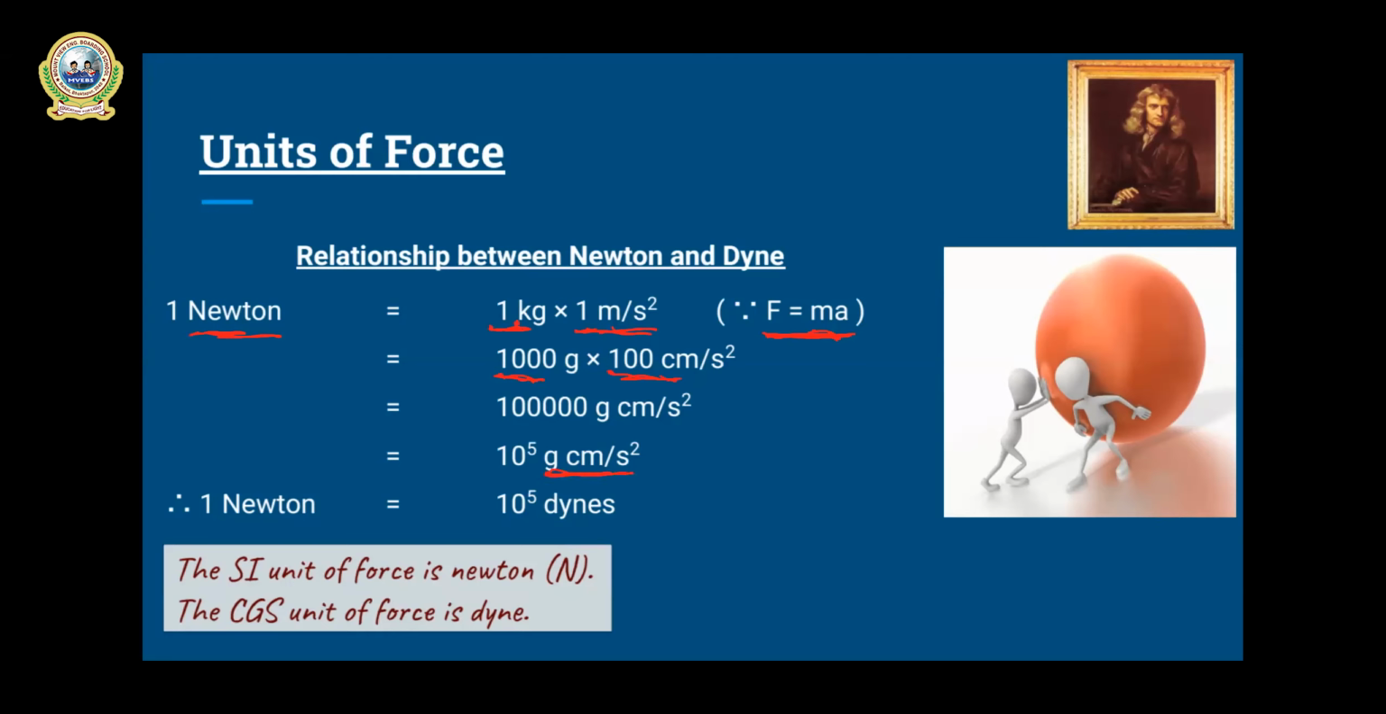Please class 9, understand this. Kg into meter per second square is Newton. I repeat, kg multiplied by meter per second square is Newton. Gram centimeter per second square is dyne. So finally, 1 Newton is equal to 10 power 5 dyne.